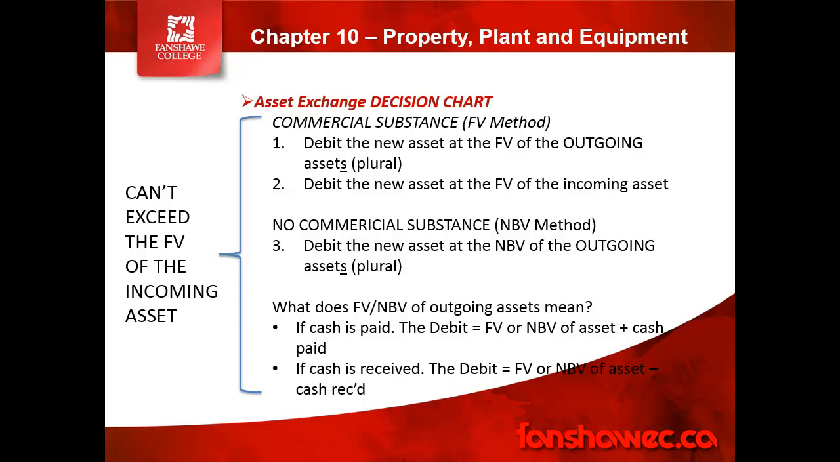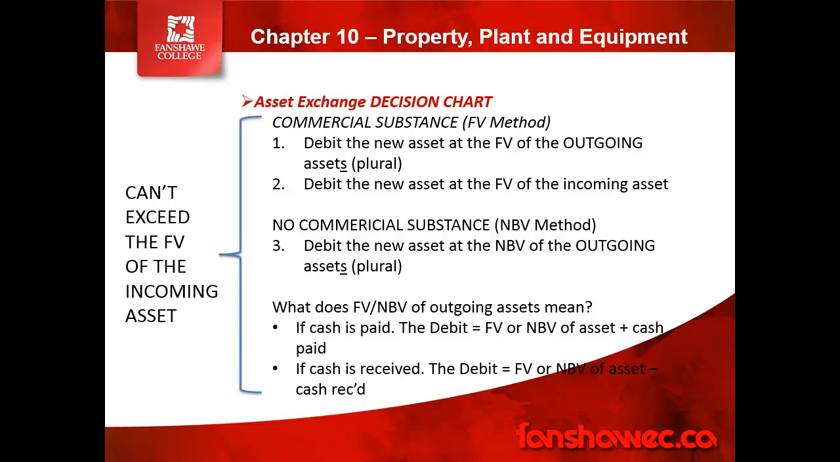So let's say we're applying option number 1 and we want to debit the new asset. We'll go back to the example we started with, where we're giving up a pickup truck and we're getting back a piece of equipment. Let's say the fair value of the pickup truck is $27,000. If the equipment's fair value is only $23,000, even though I gave up a pickup truck worth $27,000, I cannot set that equipment up at an amount that exceeds its $23,000 fair value.